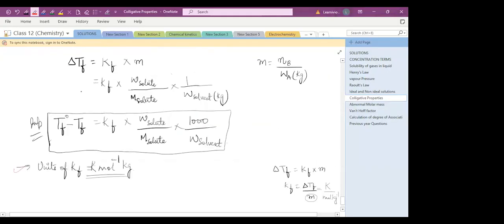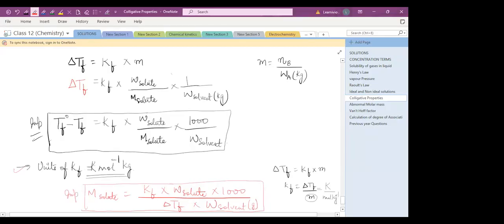So from here, this delta TF. See this formula. From here, you can just derive the molecular formula for solute particles. It will be Kf into your weight of solute into 1000 upon your delta TF into your weight of solvent. This is in gram. That's why I have just divided it by 1000. So this formula, again, it's a very important formula.